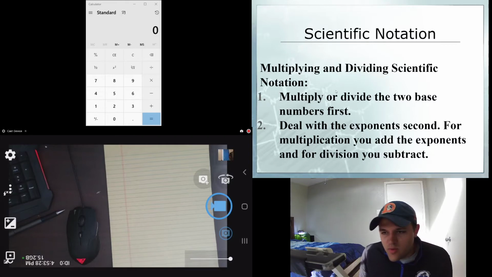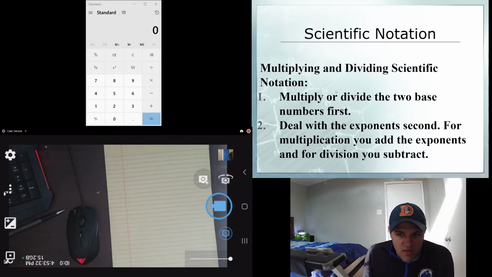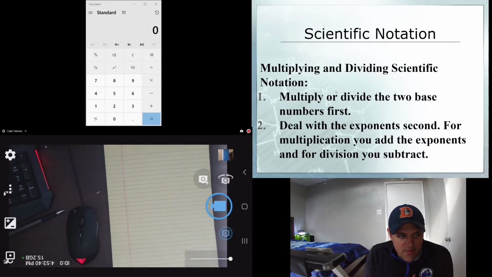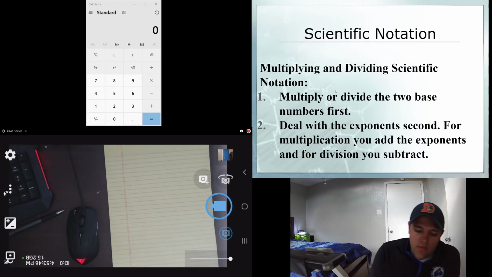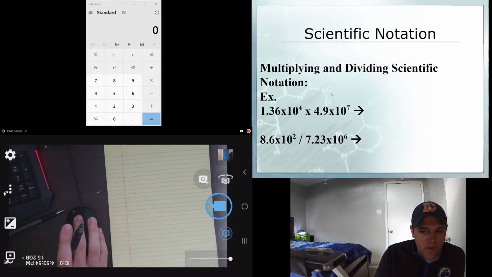So when we are multiplying and dividing scientific notation, you worry about the two base numbers first, and then you deal with the exponents second. So when you're multiplying the two base numbers, you just multiply them or divide them together like they were regular old numbers. And then when you deal with the exponents, when you are multiplying them, you add the two exponents together, and for division, you're going to subtract. All right, so let me show you what that's going to look like.